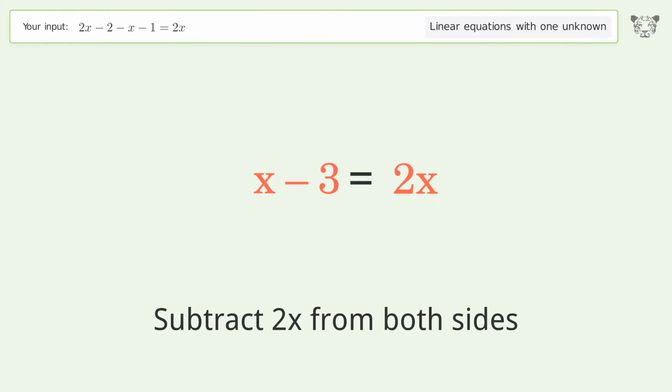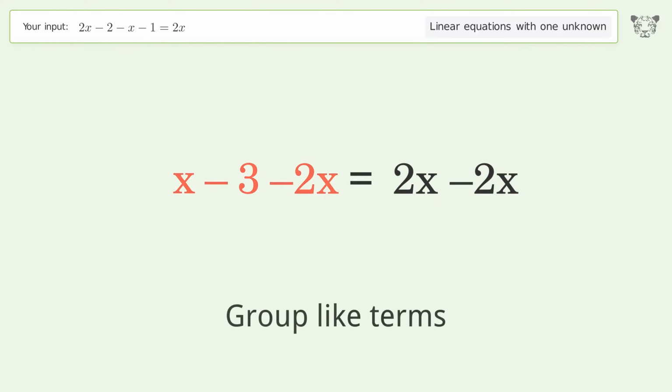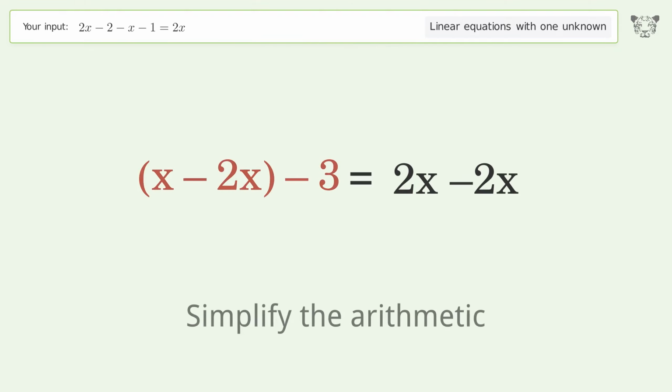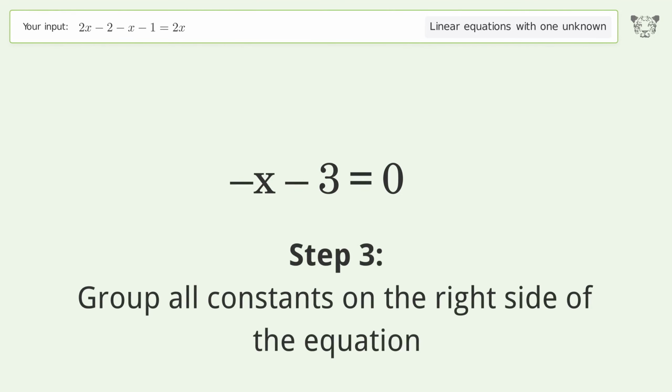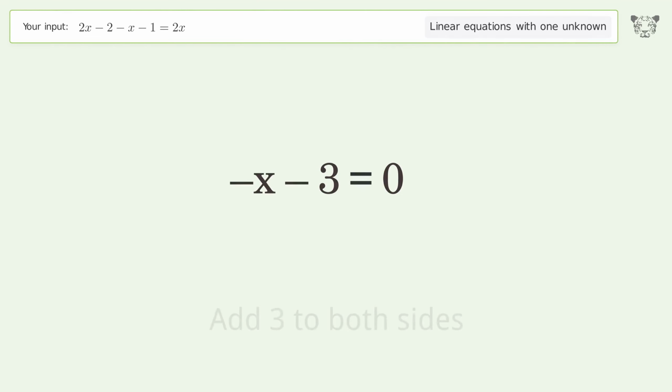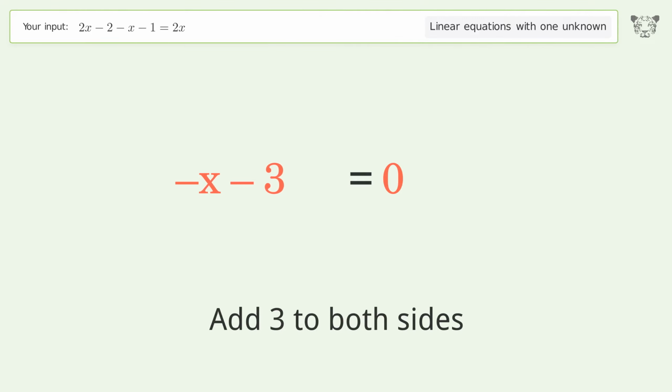Subtract 2x from both sides. Group like terms. Simplify the arithmetic. Group all constants on the right side of the equation. Add 3 to both sides.